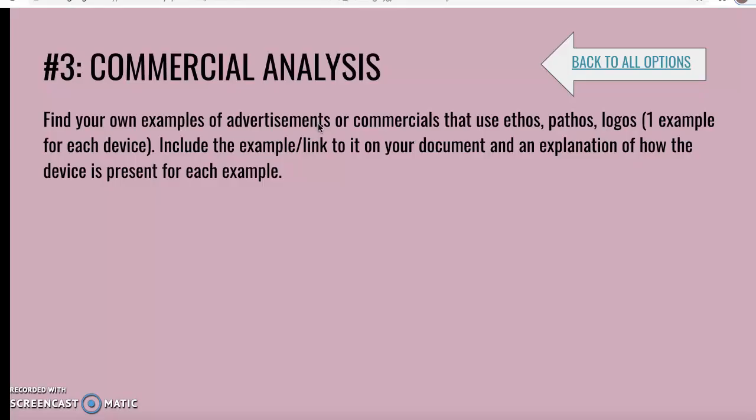Your third option is a commercial analysis. So you can find your own examples, can't be ones we used in class, of ethos, pathos, and logos, one for each. It could be an advertisement, like a photo advertisement, or it could be a commercial. You need to include each example on your document or a link if it's YouTube, and explain how the device that it shows is present. One for ethos, one for pathos, one for logos.